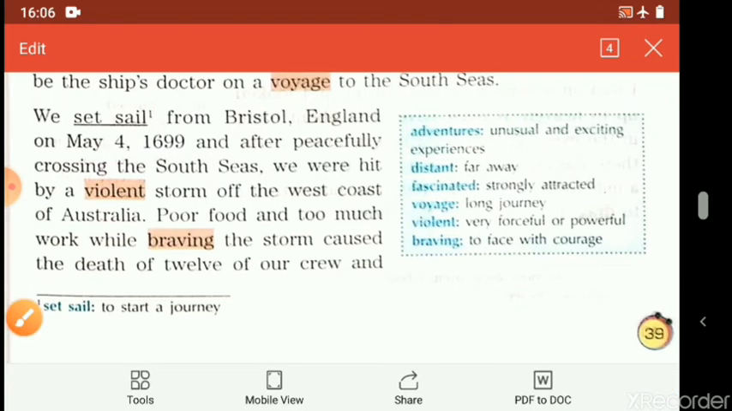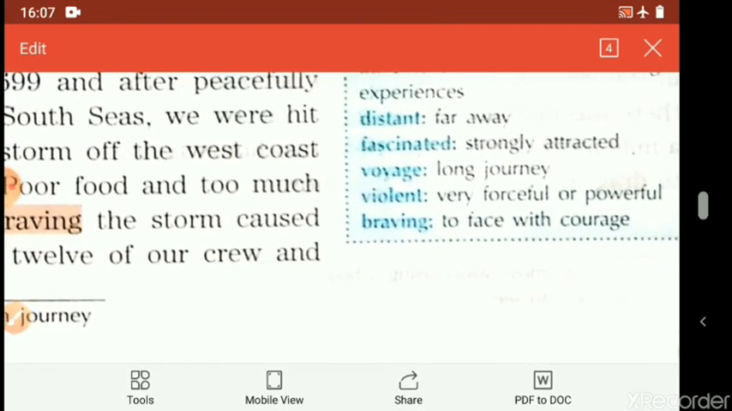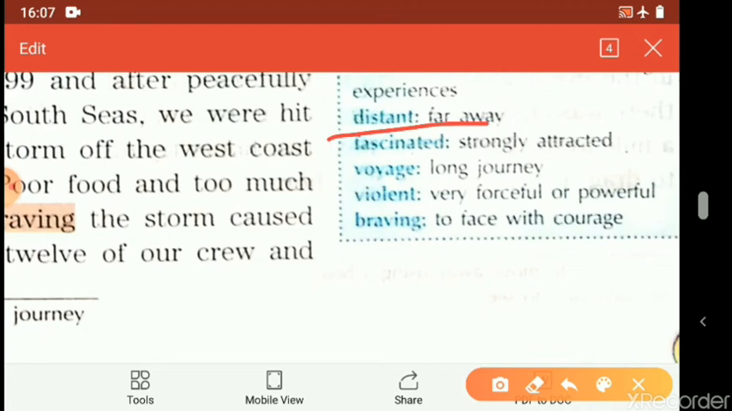Now, children, the second word which I have taken is distant. Distant means far away. And the sentence on distant is traveling to distant lands in the world always fascinated me. Traveling, T-R-A-V-E-L-I-N-G.